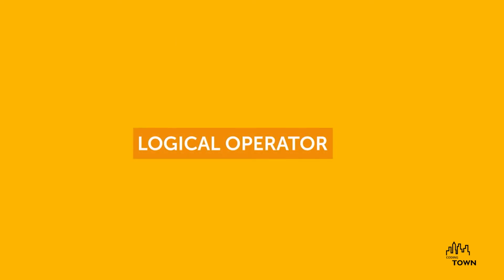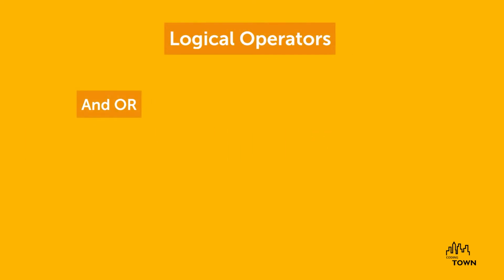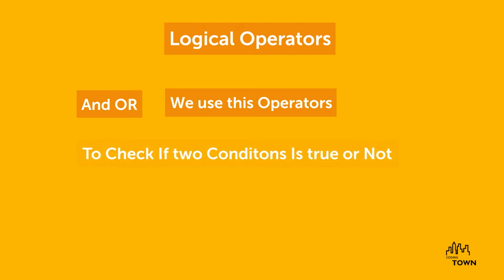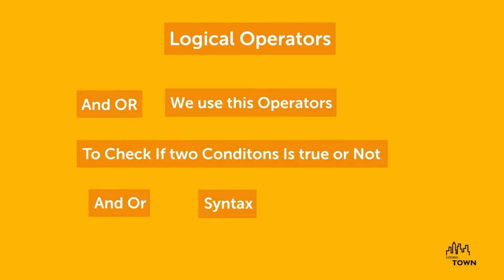Next are the logical operators in our programming language: and, or, not. We use these operators to check if two conditions are true or not, and for that we can use and or or. The syntax is two ampersands and 2 vertical lines. You can use any of them.